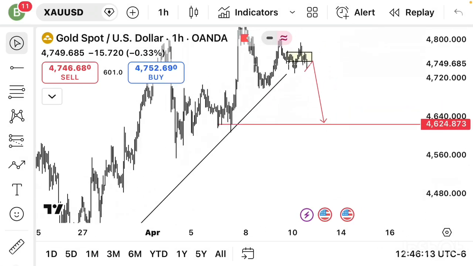So this concludes the very thing I expect on XAUUSD for Monday.